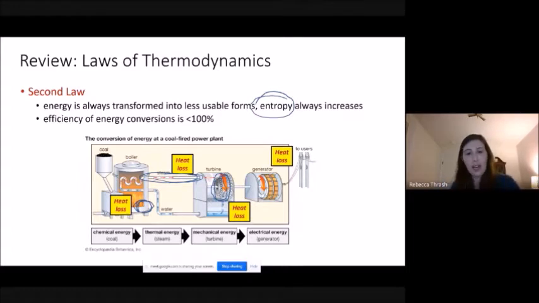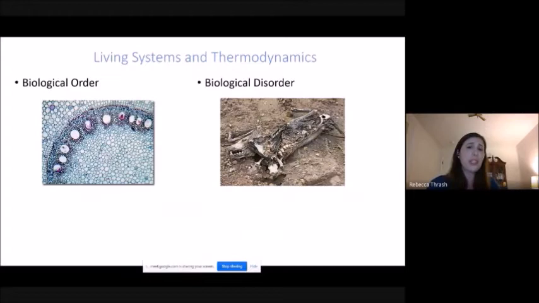So throughout this entire process, you started with a certain amount of energy in the coal, and you ended with some energy to users in the form of electricity, but it was not a 100% efficient conversion. So what does this actually mean for living systems? How can we apply the laws of thermodynamics to something that's alive?